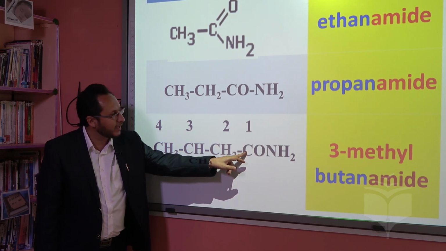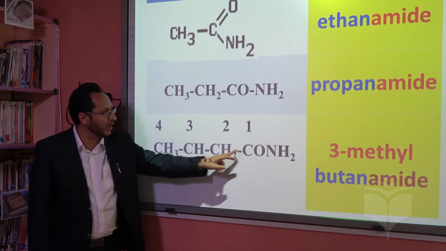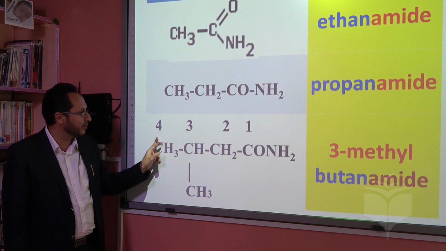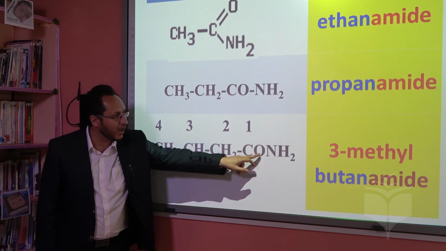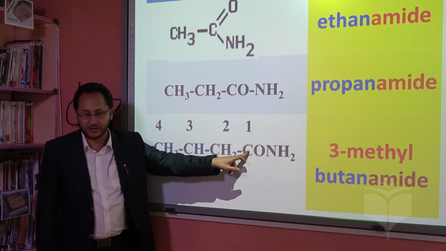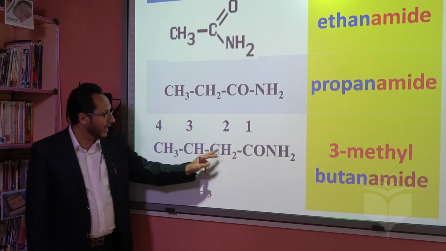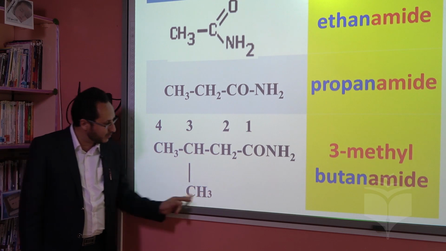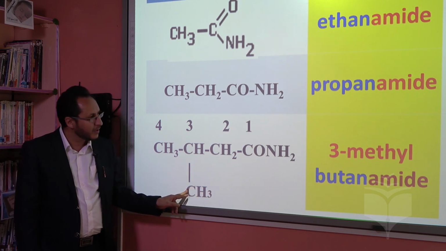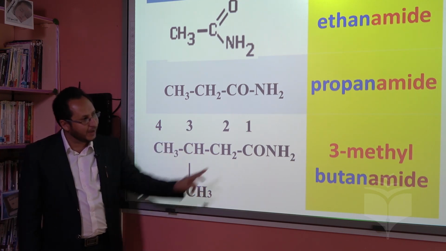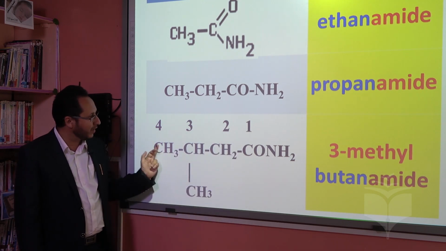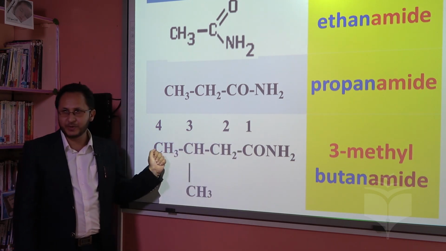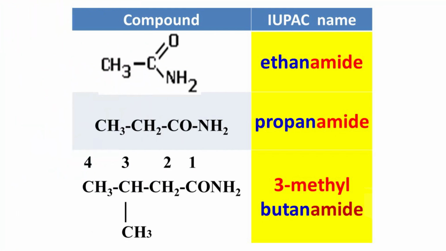If you have branches, the CONH2 takes the lowest number. So this C is number 1, then number 2, number 3, number 4. So this CONH2 takes the lowest number. You have to number from this side. And here we have a branch at carbon number 3. What is this branch? It is a methyl group. So at carbon number 3, we have 3-methyl. And the longest chain here is butanamide.